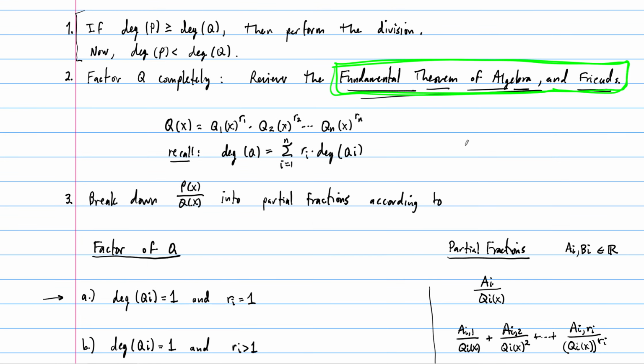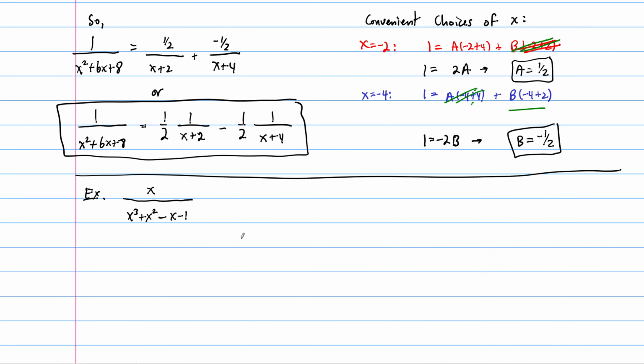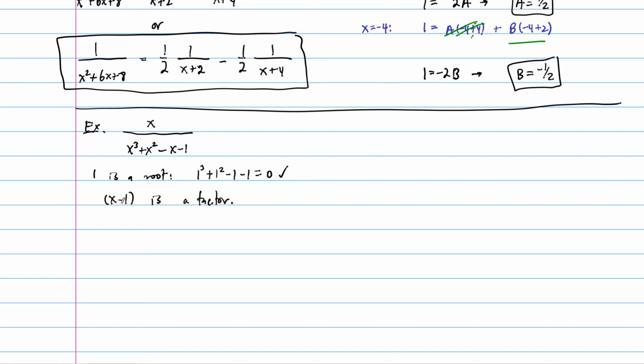there is a theorem that says that if 1 is a root of the polynomial, then x minus 1 is a factor, or x minus the root is the factor. Okay, so in other words, since 1 is a root, then x minus 1 is a factor. So what does this mean? Well, 1 cubed plus 1 squared minus 1 minus 1 equals 0. So this tells us then that x minus 1 is a factor. And so then we can divide through and see what's left, right?